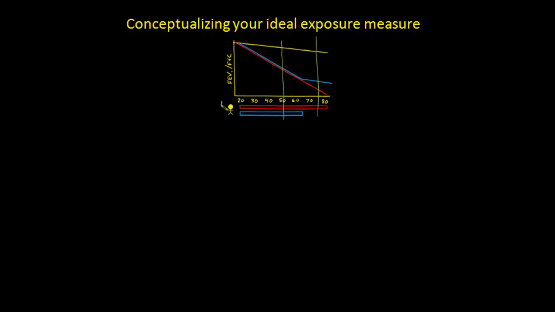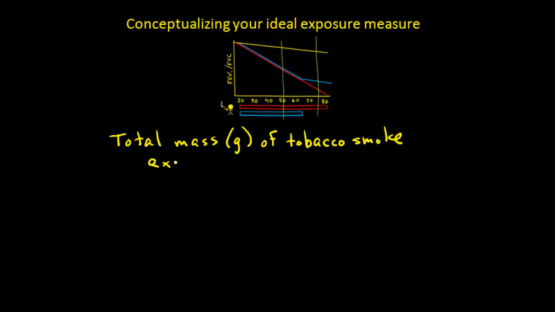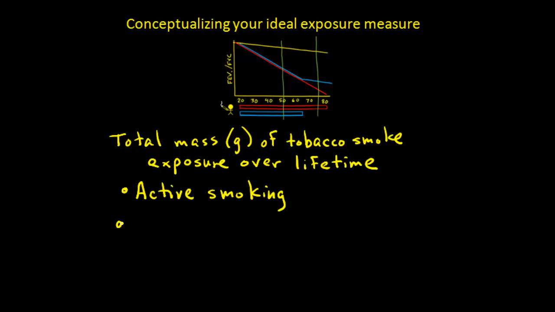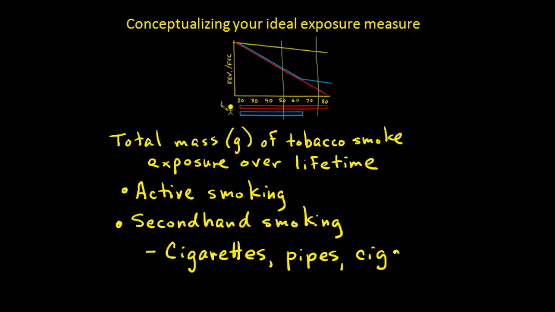So what would be my ideal exposure measure if I could have anything that I wanted? I think for me it would be, I would want to know the mass in grams of how much tobacco smoke has entered into somebody's lungs during their lifetime, whether from active cigarette smoking, from secondhand smoke exposure, from cigarettes, from pipes, from cigars. This would be the ideal exposure measure for this model, where I want to find a pattern with the variable in relationship to the FEV1 to FVC ratio.